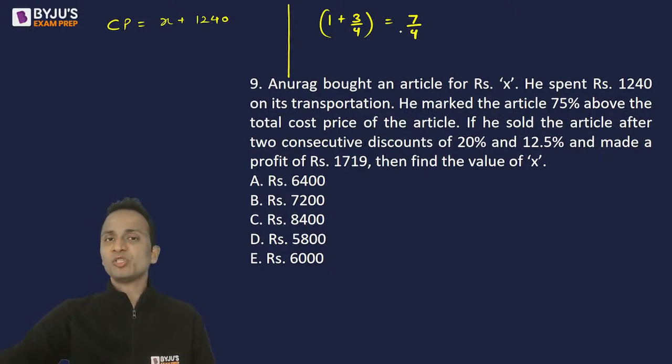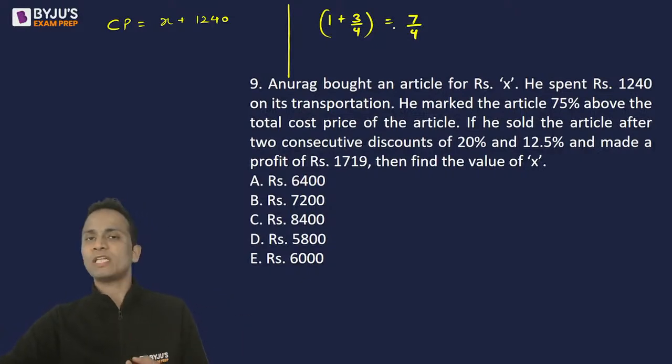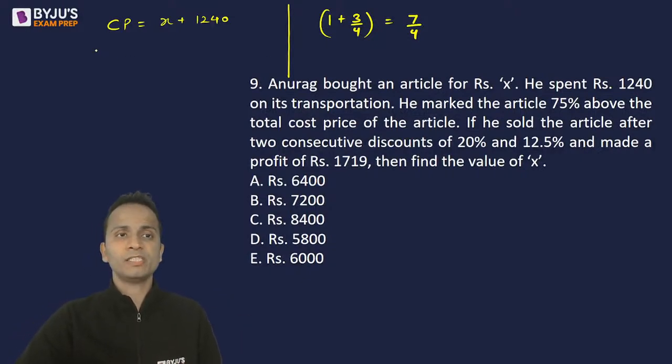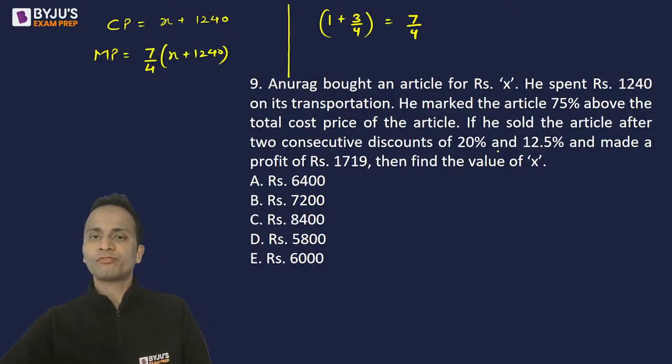How? 75% is 3 by 4. 75% above, so 1 plus 3 by 4, that is 7 by 4 of the cost price, will be the mark price. So this is the first thing: 7 by 4 of x plus 1240. Okay. Now on the mark price, 2 discounts of 20% and 12.5% are given.